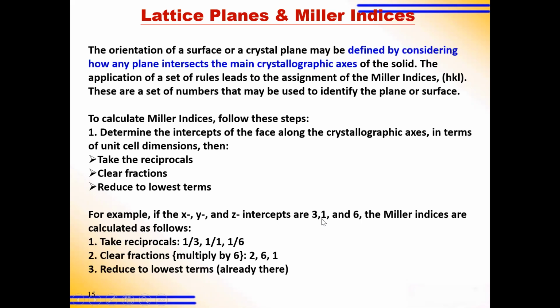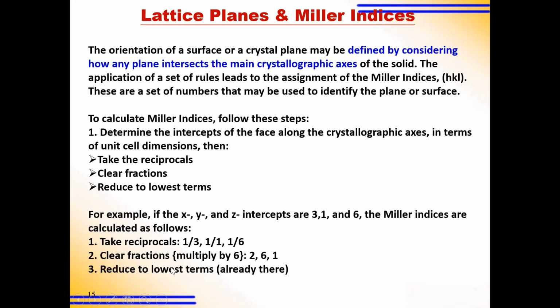म्हणजे X काय तर 3 आहे, Y 1 आहे आणि Z 6 आहे. सो 1/3, 1/1, 1/6. Clear the fractions by multiplying by 6. आता याला multiplied by 6 ने जर केलं तर काय होईल, तर याचा 2 होईल, याचं it is 6 and याचं काय होणार 1 होणार. So this is the clear this one and it comes to the integer numbers that is 2 6 1.